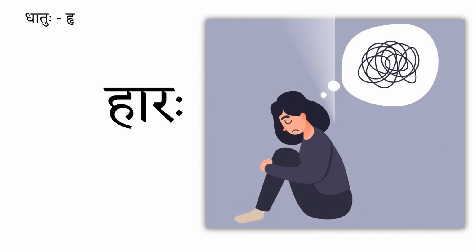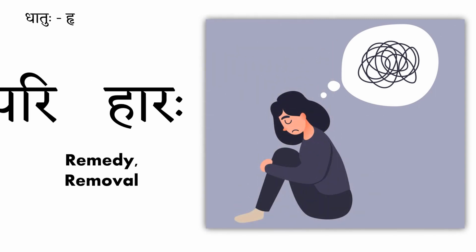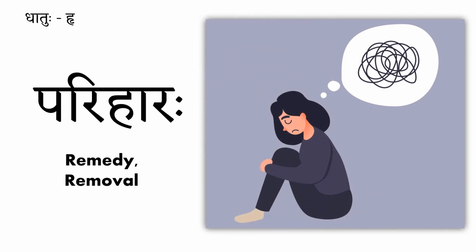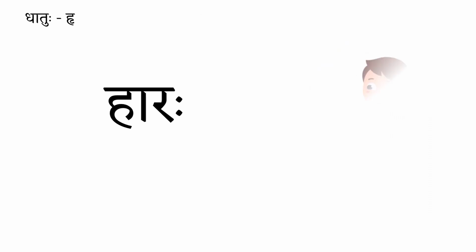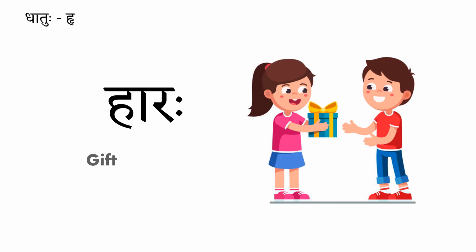The next one is pari. Added to haraha, the word becomes pariharaha. It means remedy or removal of obstacles or removal of some disease, solution, pariharaha. Another upasarga is upa. When added to haraha, the word becomes upaharaha, which means gift.